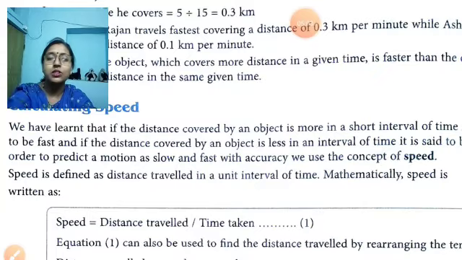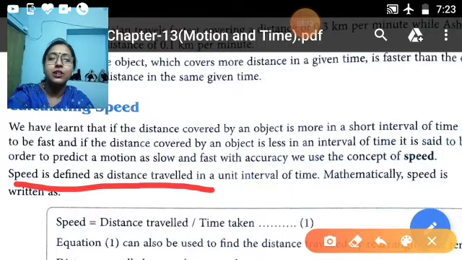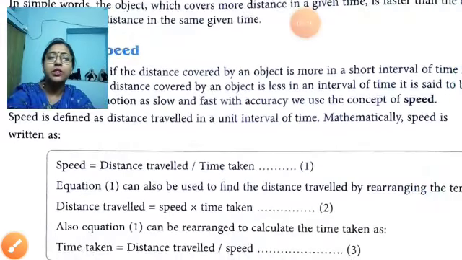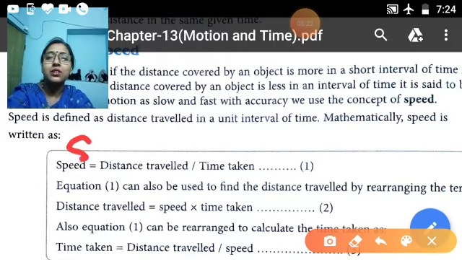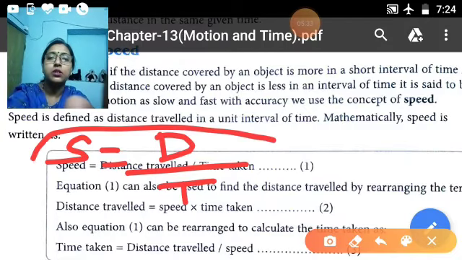We use the concept of speed. Speed is defined as the distance traveled in a unit interval of time. So mathematically we write speed is equal to distance traveled divided by time taken. That is, S is equal to D, for distance, divided by time taken. So this is the formula for speed.